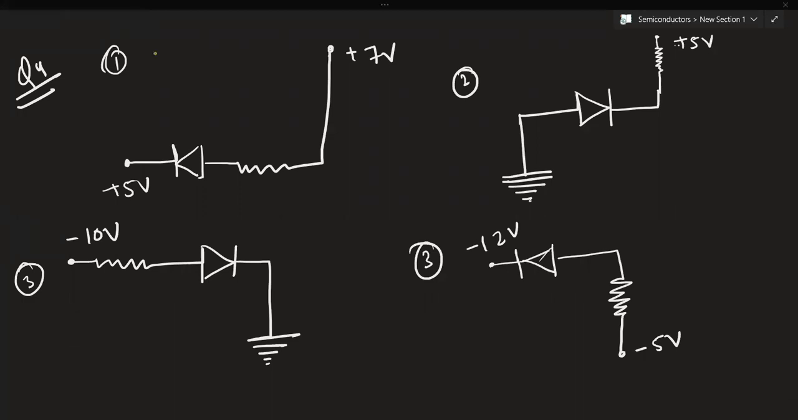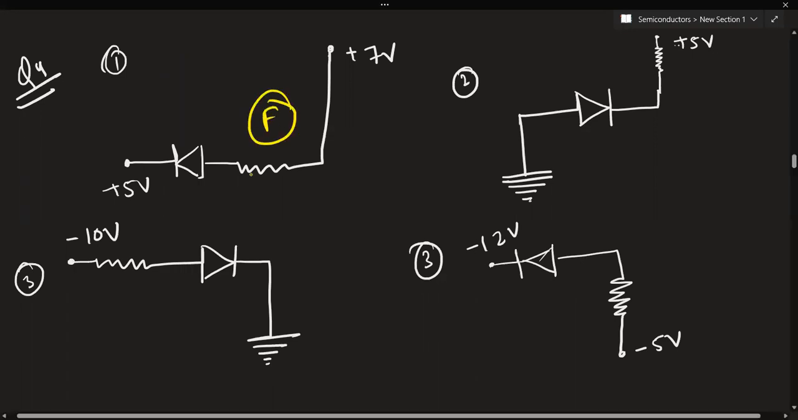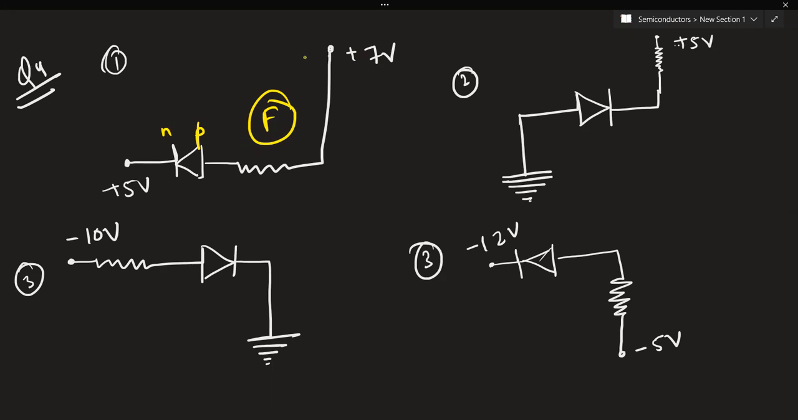See, the first part will be what? First part will be forward bias. Now see the reason. This is P type, this is N type. P type is connected to the voltage that is higher. So higher is connected with P, lower is connected with N. That is the setup for forward biasing.